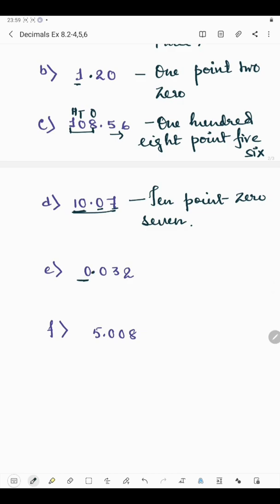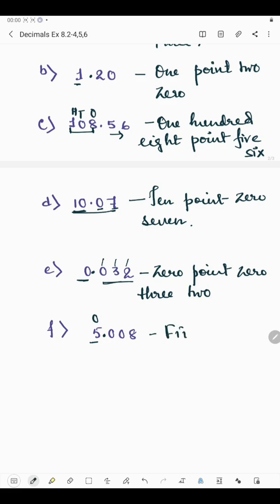Okay. Now next we have 0 before the decimal. So we'll write 0 point. Now all these digits are after the decimal, so we'll read the digits separately. So 0.032. Okay. Now in the last part we have 5 at ones place because before the decimal is ones place. So it's 5.008. Okay.